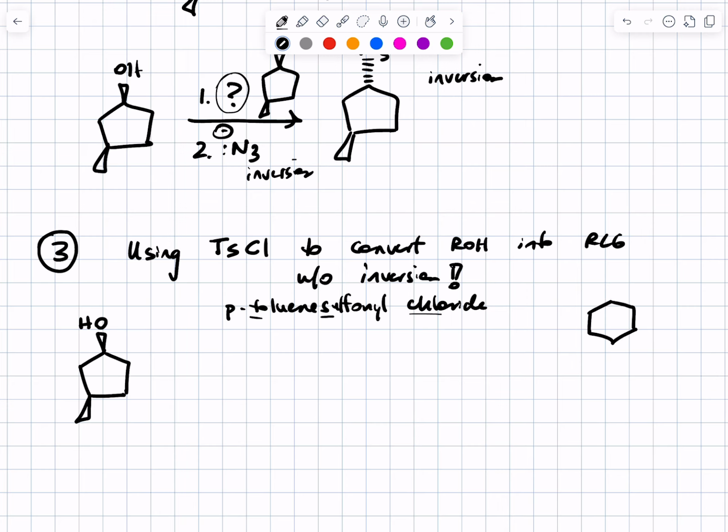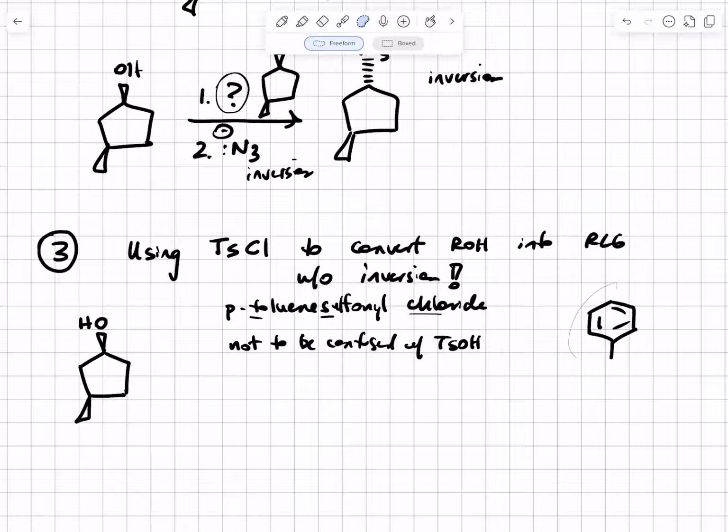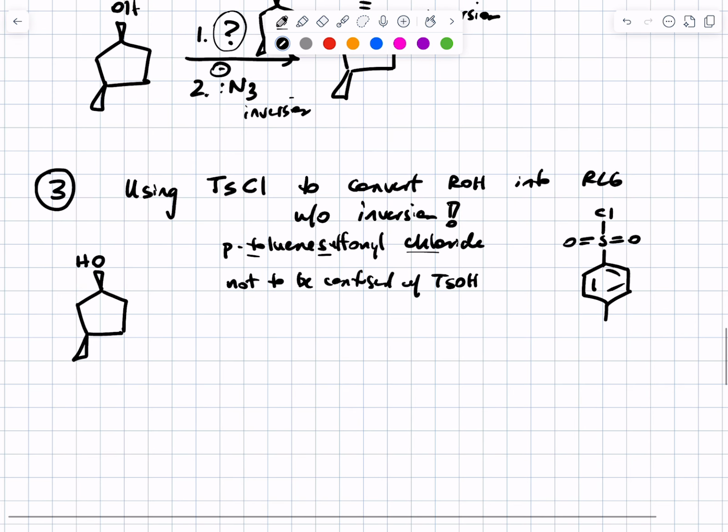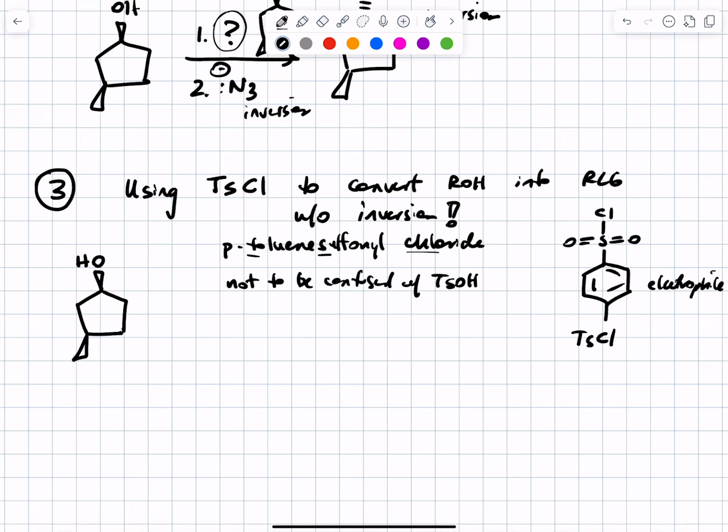It's related to TsOH, so not to be confused with TsOH. And it looks like this. It's a benzene ring with a methyl group attached, and then on the opposite side, or para to that methyl group, you have a sulfur. The sulfur is doubly bonded twice to oxygen, and then here you have Cl. And it turns out TsCl is an electrophile, and it's going to react with your alcohol, which is going to act as the nucleophile.